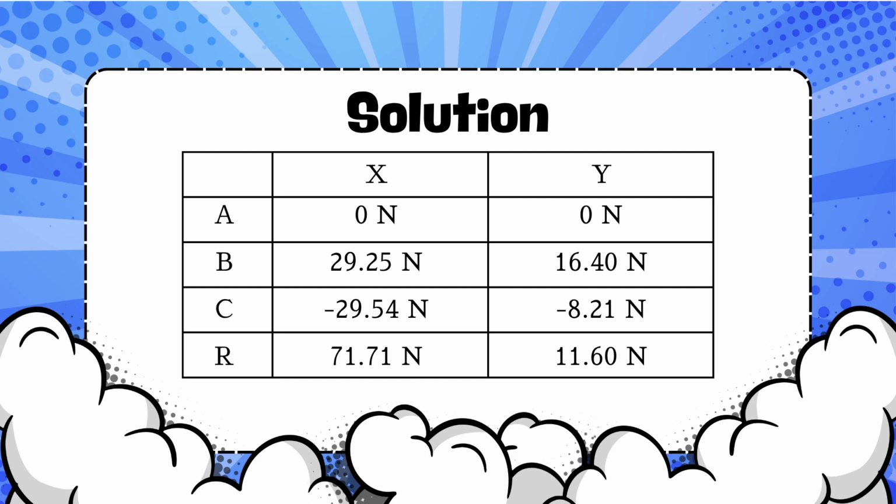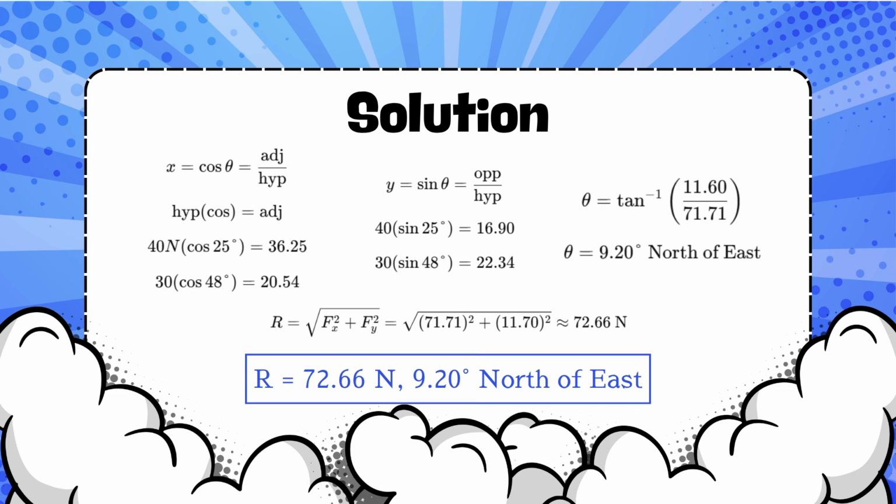Next, B. Carla pulls the same sled with 40 Newtons and 25 degrees north of east. To solve x, use CAH. Cosine equals adjacent over hypotenuse. So, isasolve natin si adjacent para makuha si x. So, multiply both sides sa hypotenuse. Cancel out na natin yung hypotenuse. And then, ang matitira na lang ay hypotenuse cosine equals adjacent. Substitute lang natin. 40 cosine 25 is equal to 36.25. Ang value na x ay 36.25.